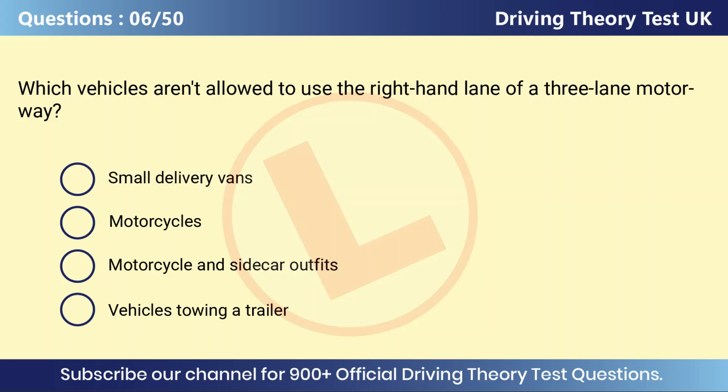Question 6. Which vehicles aren't allowed to use the right-hand lane of a 3-lane motorway? A. Small delivery vans. B. Motorcycles. C. Motorcycle and sidecar outfits. D. Vehicles towing a trailer.